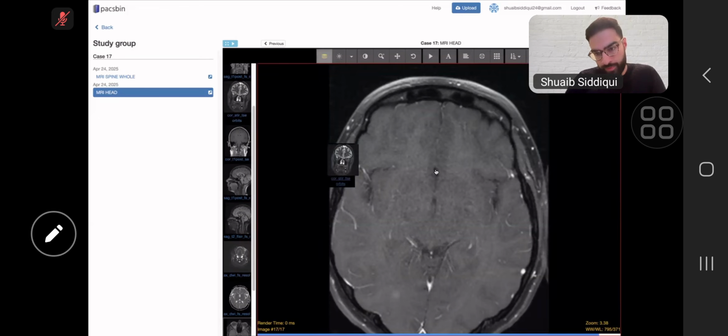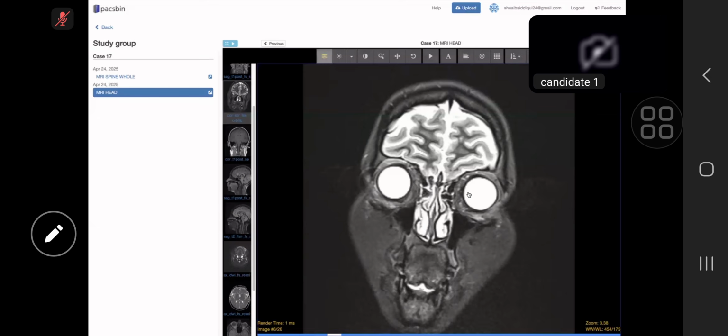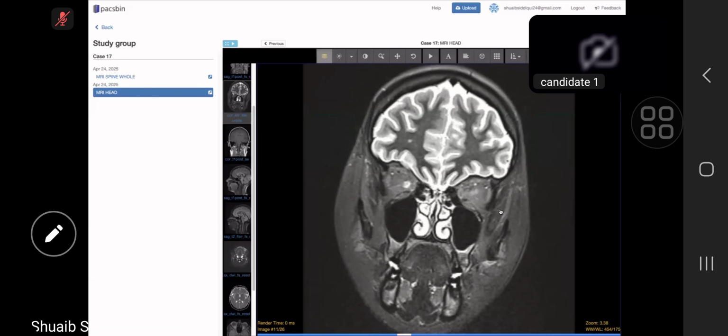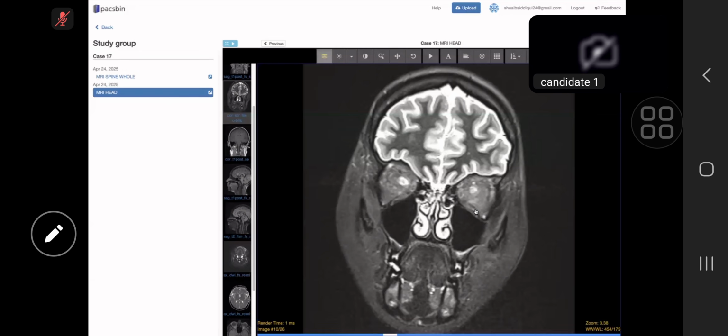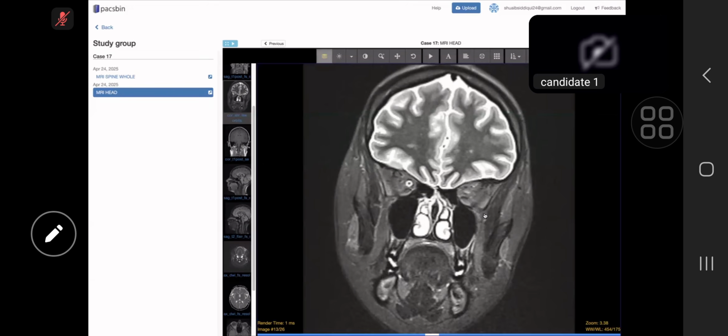As I'm scrolling through the coronal STIR images, I would like to window it a bit, but the donut sign appears to be intact on the right side. But I believe that there is loss of central low signal on the left side. So there might be some element of optic neuritis. I would like to see it in the post contrast images as well to see if there is associated enhancement of the optic nerve.